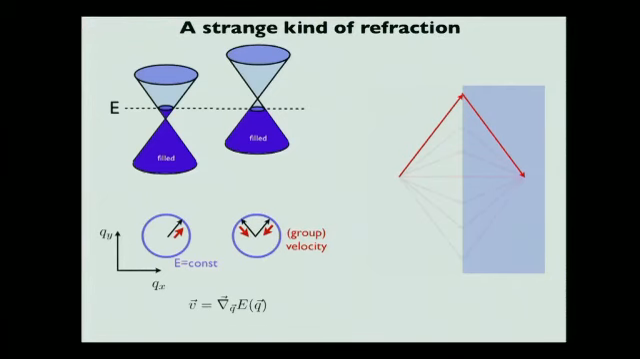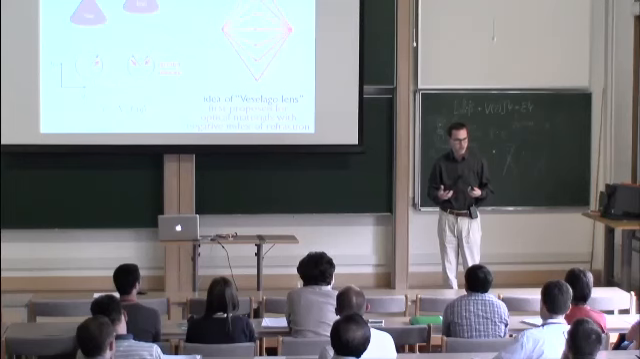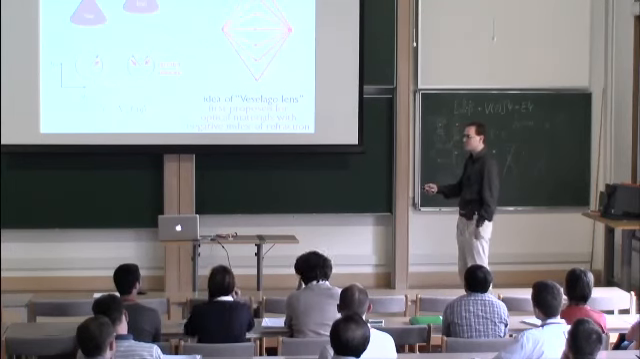And actually, it was first proposed for optical materials with a negative index of refraction, which at the time was completely hypothetical. And nowadays, people are trying in the optical and in the microwave domain to construct materials by hand, so-called metamaterials, that would have these properties and would then bend a light beam like this. Here we are not talking about light beams. Here we are talking about electron waves, but still it's quite counterintuitive.